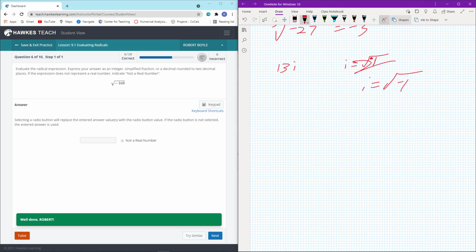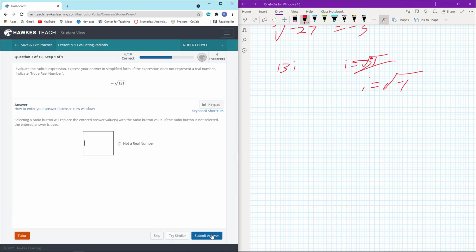Okay, and I think really that's all the stuff that we need to go over in this particular lesson. Let me just see what else there is here. No, actually, let's do this one as well. Remember, we have that 11 squared is equal to 121. Therefore, the square root of 121 is equal to 11. But we're looking for the negative of the square root of 121. So we're going to have our 11, but we also need to include the negative sign, and that should be your answer.